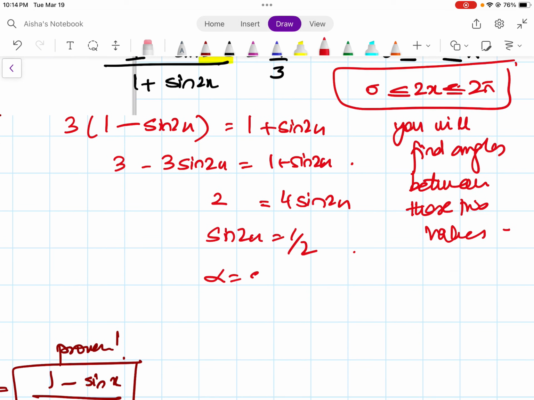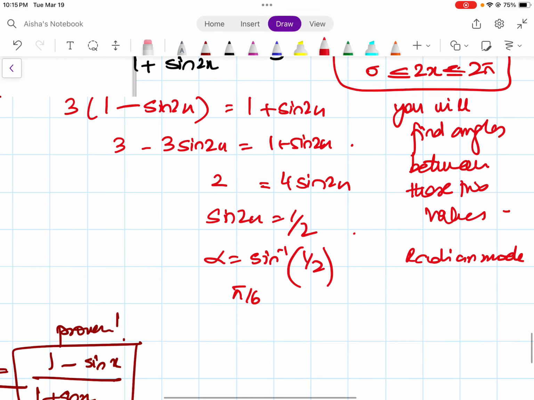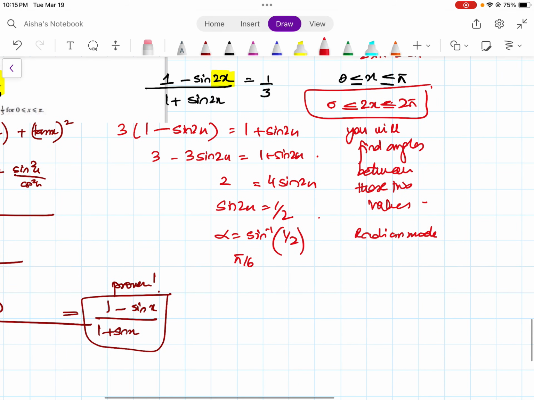How do we find out the basic angle now? Now my calculator should be on radian mode. Okay, finding it out on the radian mode. Sine inverse 0.5 gives you pi by 6. Now, this is pi by 6 and second quadrant is going to be pi minus pi by 6. That's going to be 5 pi by 6.